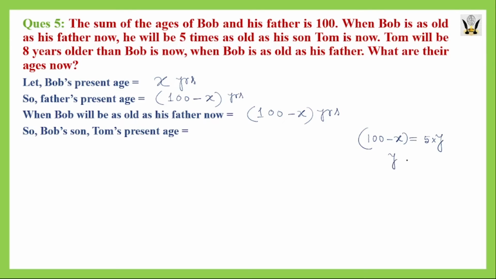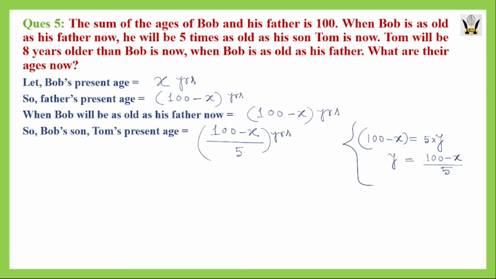That means what will be Tom's current age? It will be 100 minus x divided by 5. And we want to represent Tom's current age in terms of x, because this is a linear equation of one variable only. So we cannot use two variables. Otherwise we would have solved it in an easier way. So Tom's current age will be 1/5 of Bob's age after those many years. So Tom's present age will be (100 minus x) divided by 5 years.